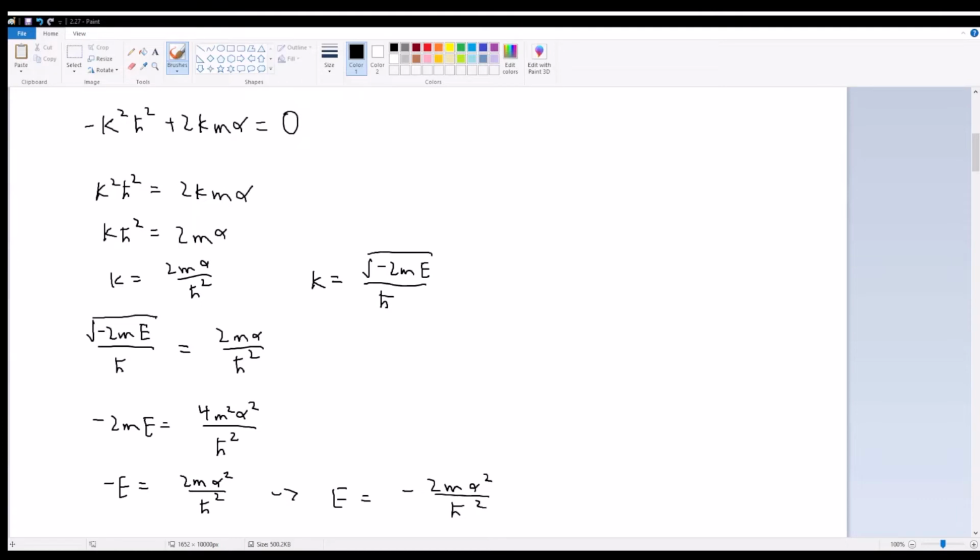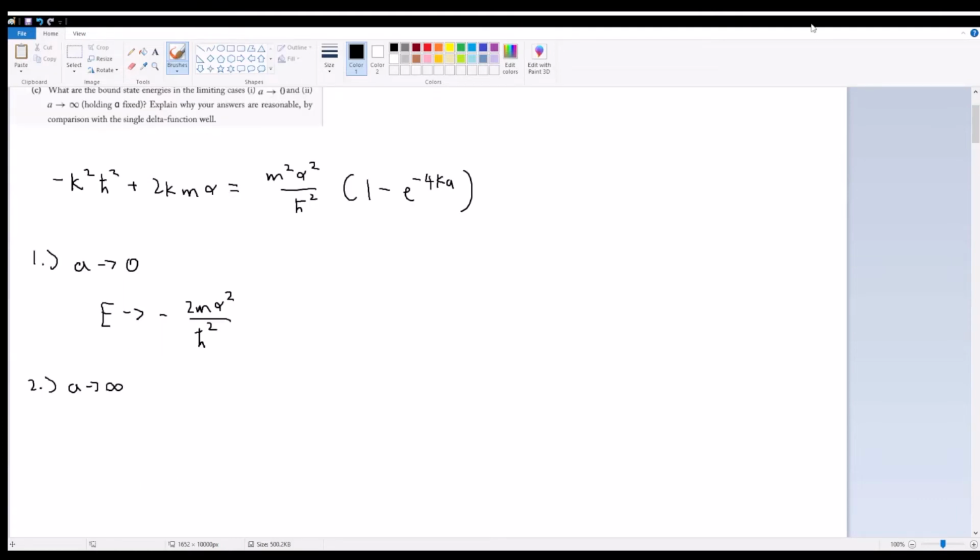Now let's look at the second one. In case 2, a is going to infinity, so what we have is negative k squared h bar squared plus 2k m alpha is equal to m squared alpha squared over h bar squared, and then here we have 1 minus e to the, and let's see, this is going to become negative infinity. So e to the negative infinity is just 0, so this is just going to equal 1.